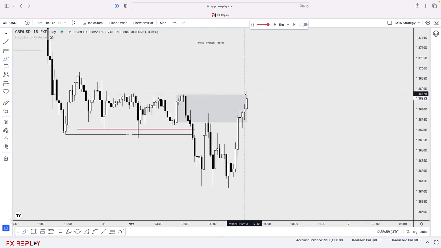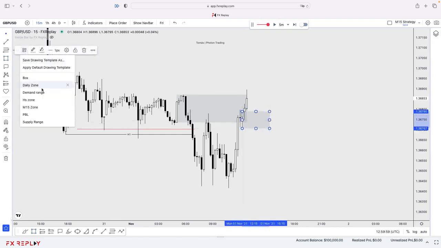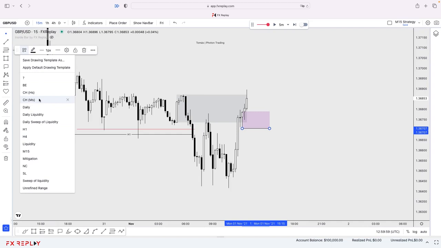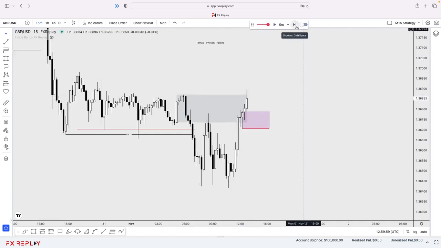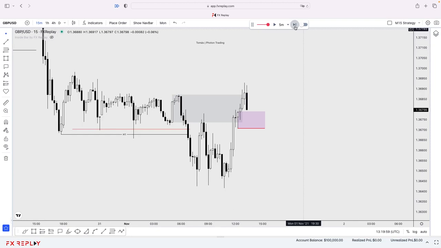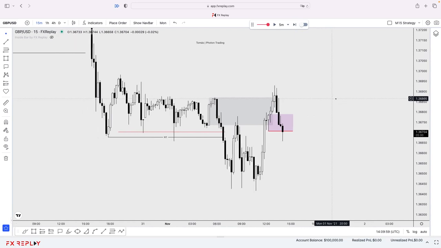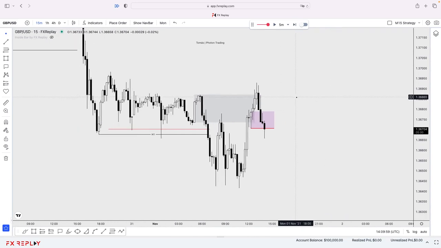So yeah, this is the PBO that led to the sweep of the POI, and the change of character is this one here. So what do we have here? Very simple, very mechanical. This leg on H1 is strong. I want to trade from them.